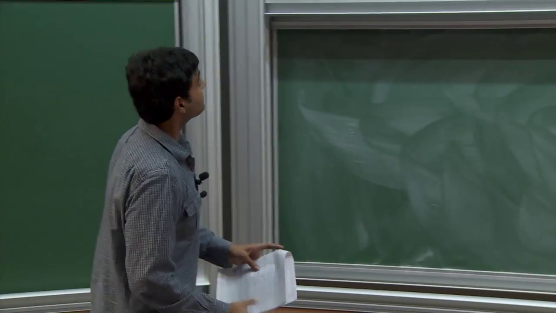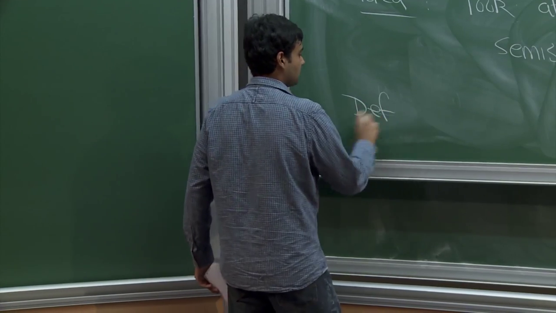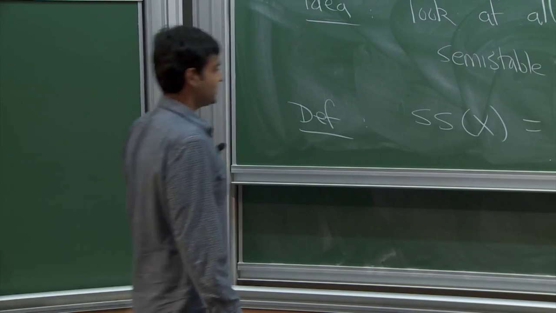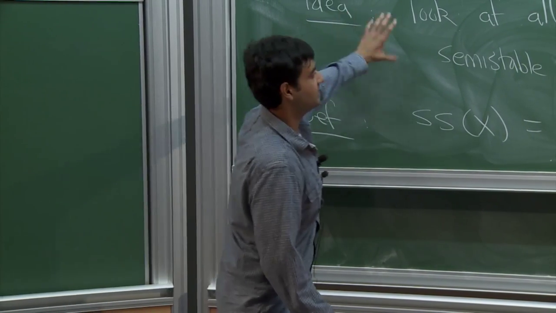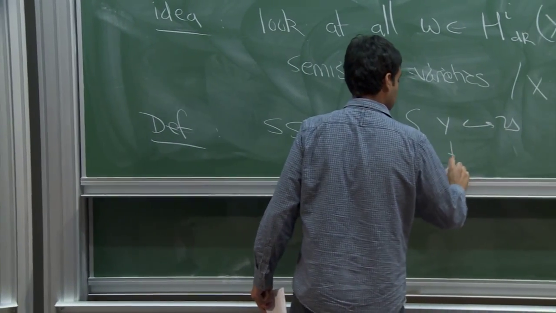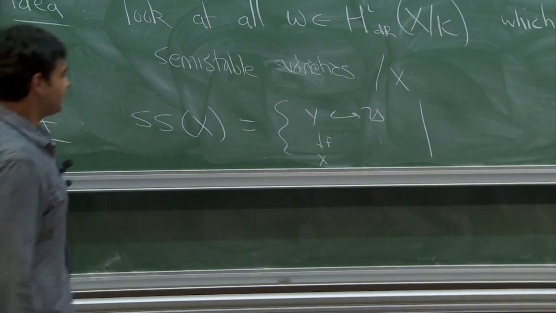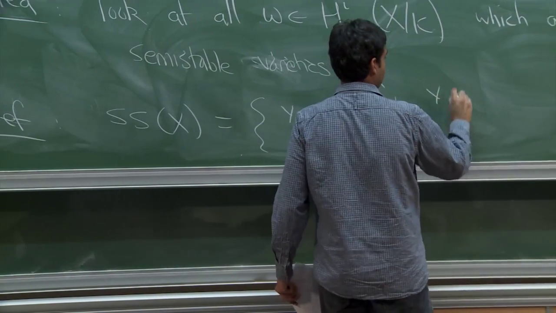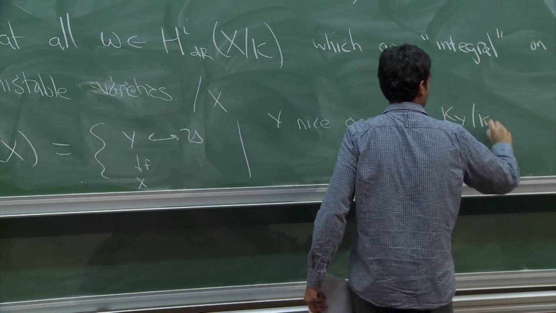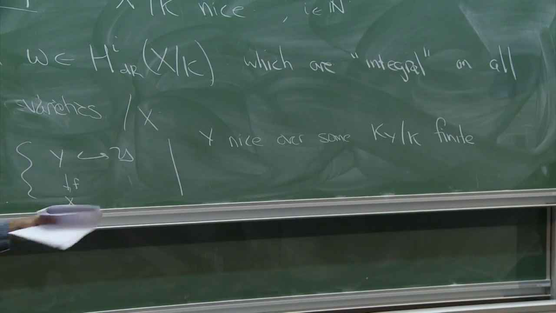But okay, so this is the idea, and I would like to formalize it and state a proposition. So let me define the following category. So SS of X is just going to be semi-stable varieties over X, except I want to state it formally. So it's going to be diagrams like so, where X is your fixed guy, this is some morphism, and Y is nice over some field extension which is finite over K. And it has a semi-stable model, namely 𝒴.